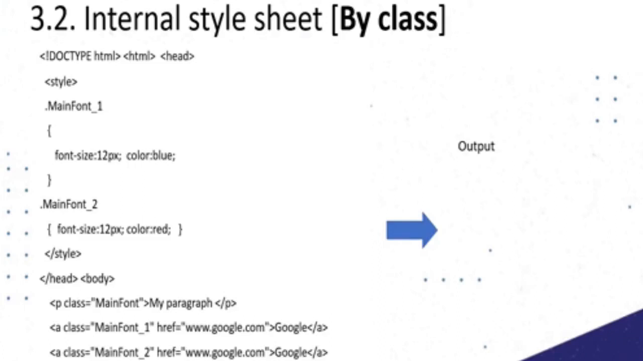Second one, like the first Google one. What will be the font size of it? And what will be the color of it? Yes, 12 pixel, first one, blue, very good. Second one, color is? Yes. Second one, color is red, yes, very good. Okay.